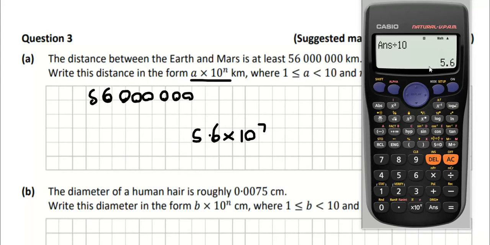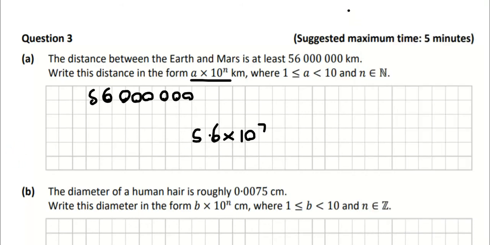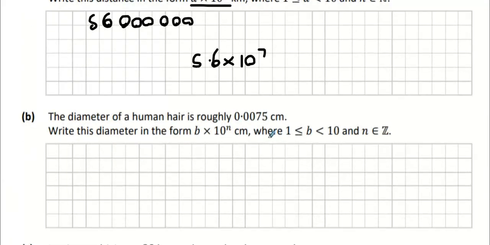Okay, so what we might try here, guys, is we might try scientific notation this time. So you go to mode, setup, and you can go to science mode, and you go to 0, and you just put in your 56 million, I believe, and then put it into that, and you get 5.6 by 10 to the power 7. Okay, whatever suits you.